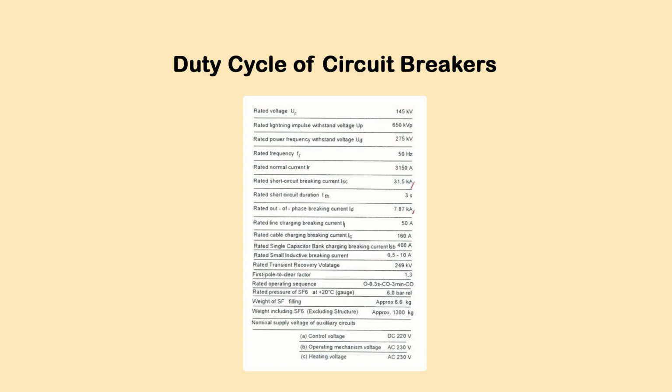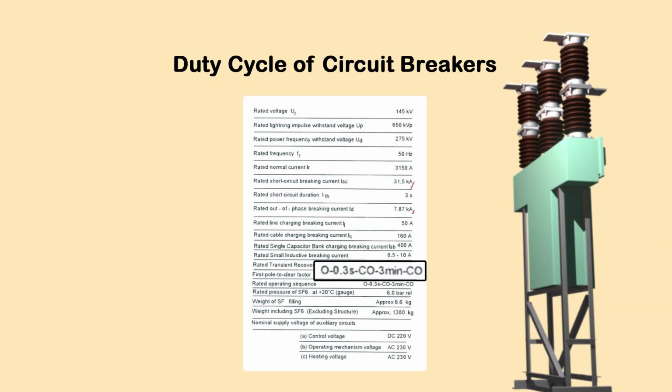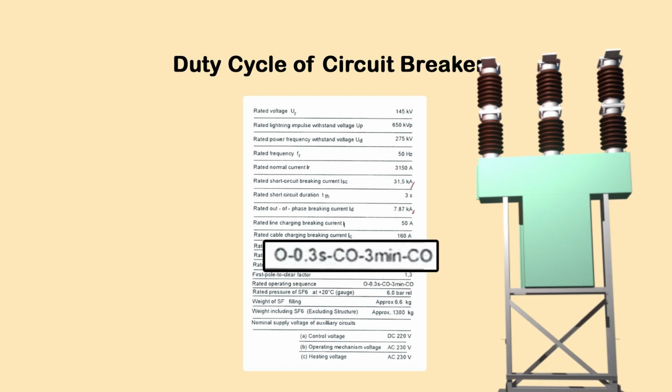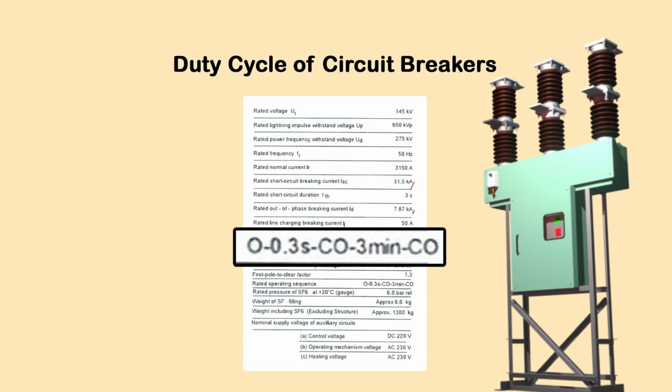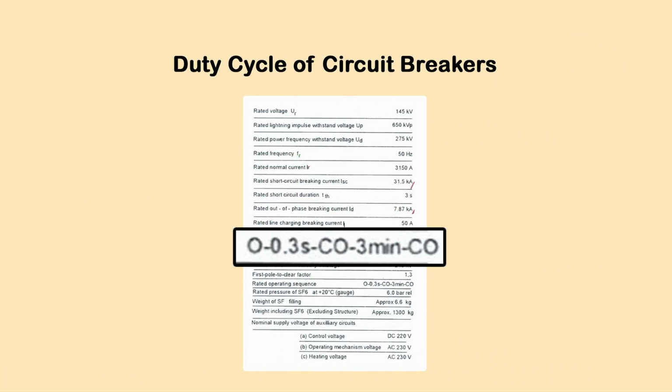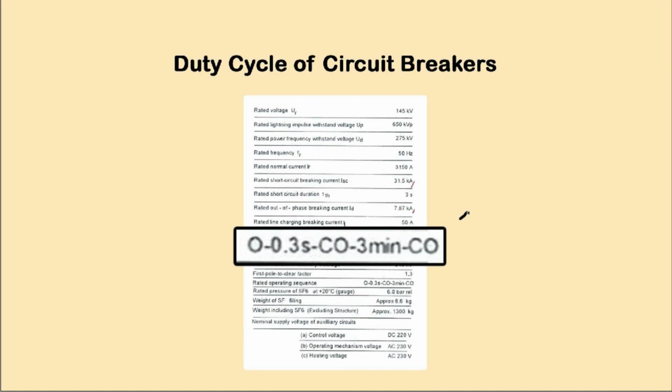Let's get started. Let's have a discussion on the operation duty cycle of circuit breakers. The operation duty cycle is normally written on the rating plate of all high voltage SF6 circuit breakers, vacuum circuit breakers, and even on the rating plates of oil and air circuit breakers. Now, the question is, what does this rating actually mean?